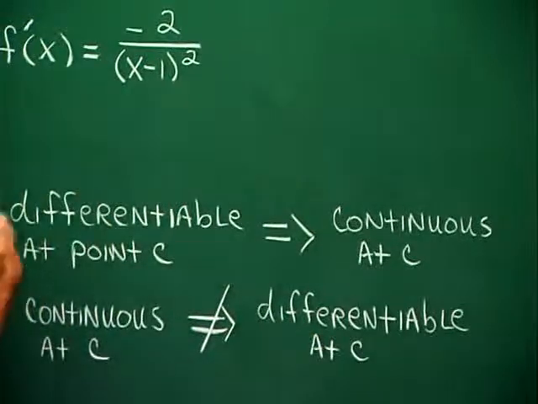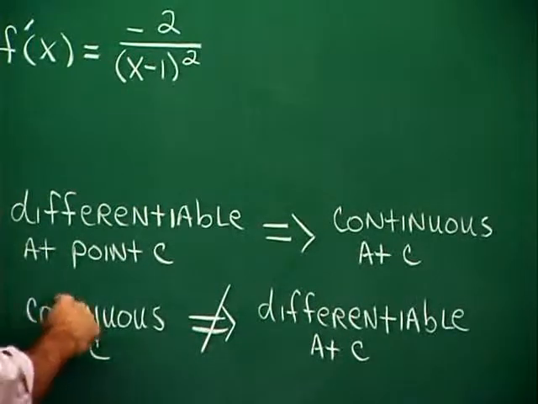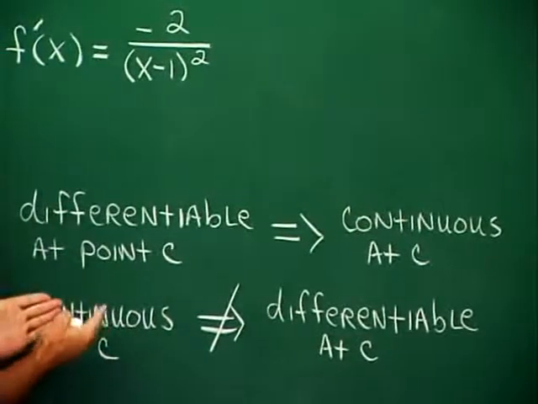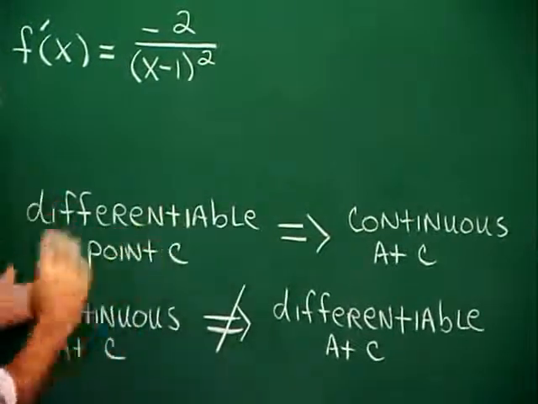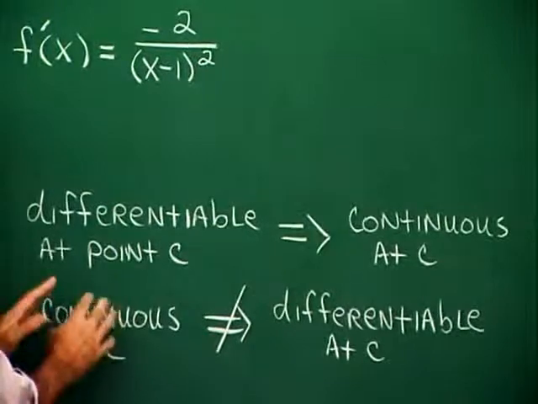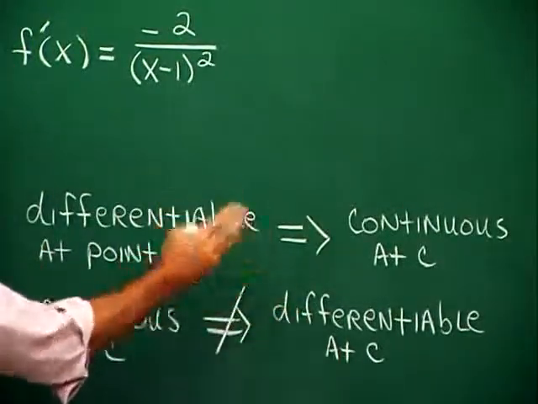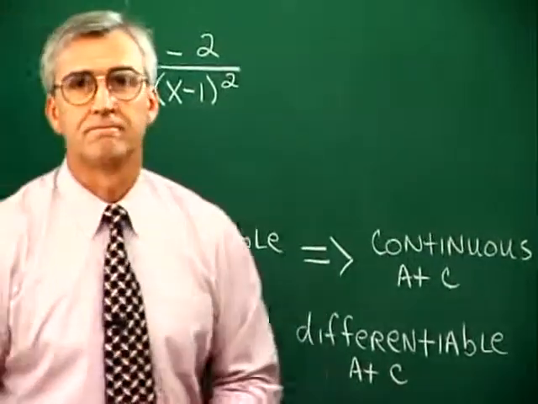Now, we found that on the previous problem. The function was continuous, but there was just something funny going on with it. You know, it was bouncing, it had a sharp turn. And even though we're continuous, if we have a sharp turn, we're not differentiable at that particular point.